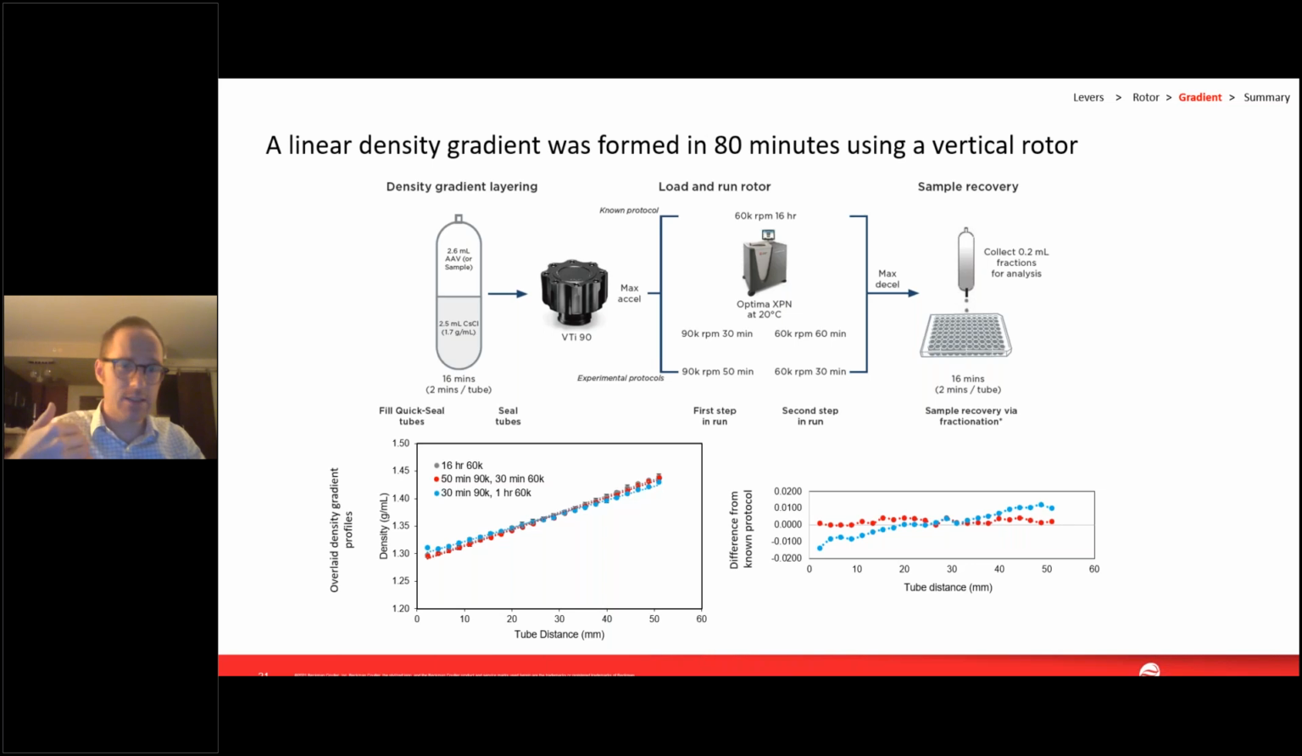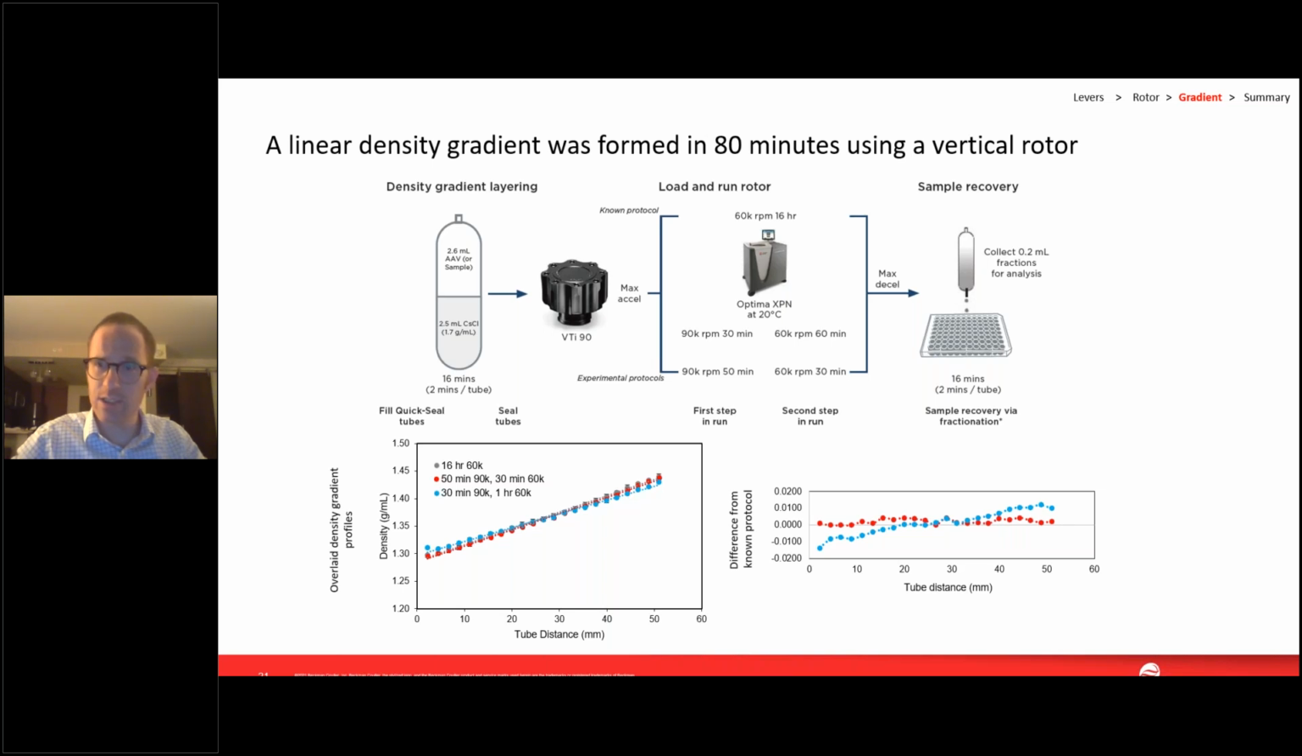By contrast, that 90-minute run where we ran only 30 minutes at max speed at 90K and then 1 hour at 60K, we didn't feel comfortable with that gradient, right? Yes, the difference between it and the known protocol, if you look at the y-axis there, it's not great. It's not a very big difference, but we still weren't comfortable. We thought, okay, this is going to actually have impact on where the sample bands are. And so we prefer the red.